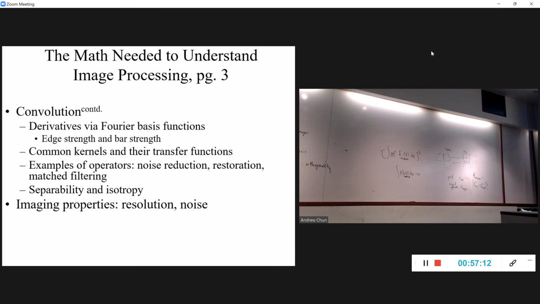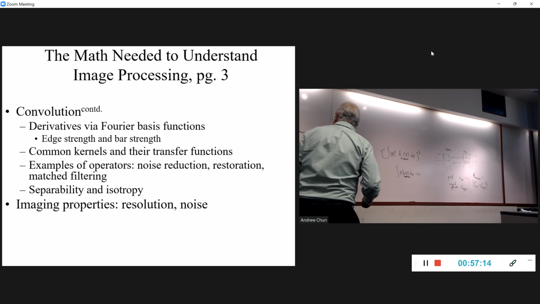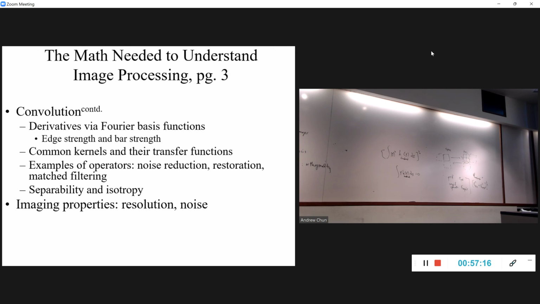And then when we talked about operators, which in the frequency domain, so now we have the Fourier transform of the kernel, that is to say the transfer function.